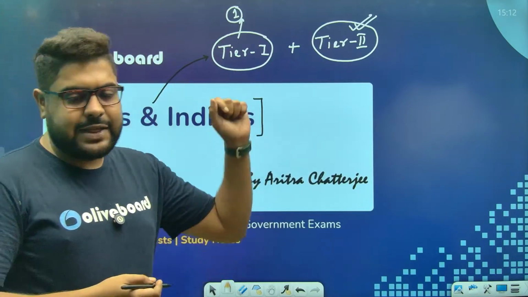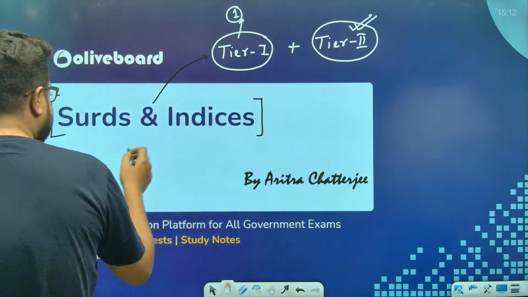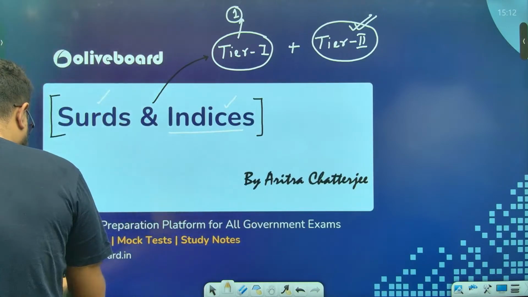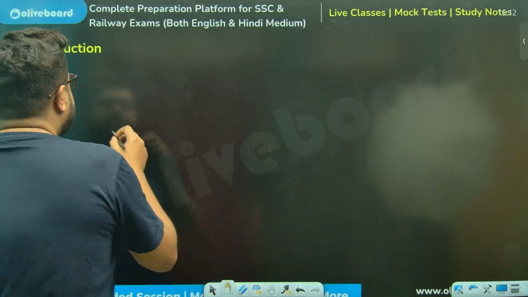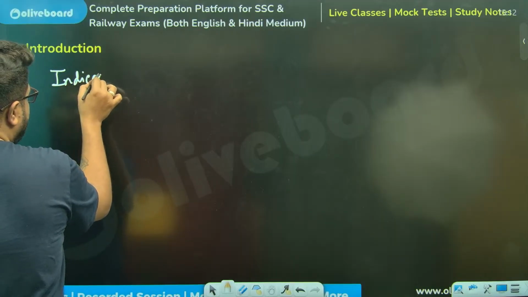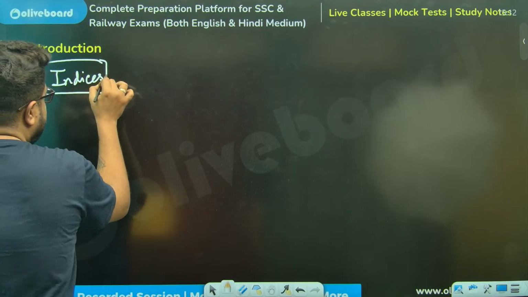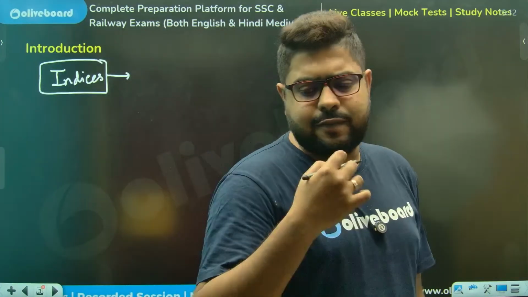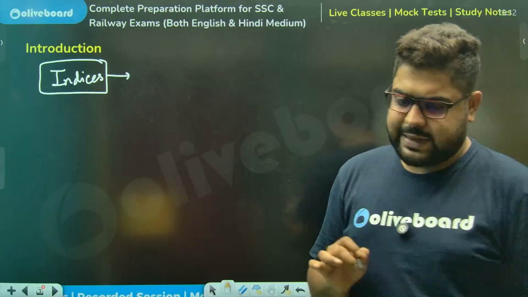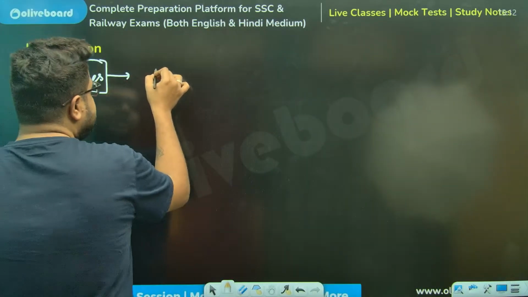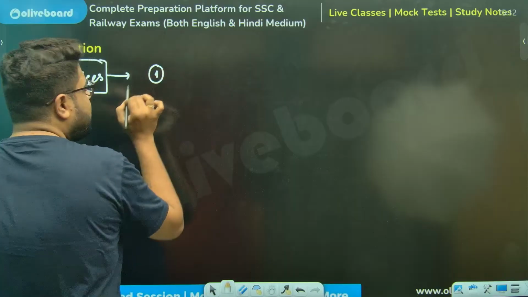Now, with that being said, we'll start with indices, then I'll move on to surds. The rules of indices we all know; most of them we are very comfortable using. That's the basic. I'll write down the few most important rules.